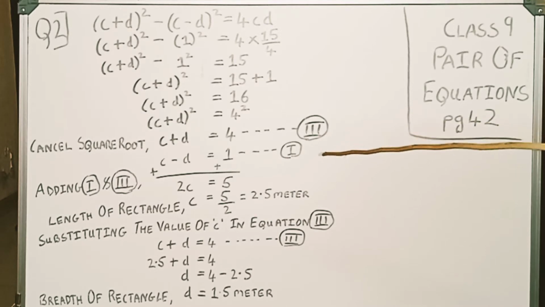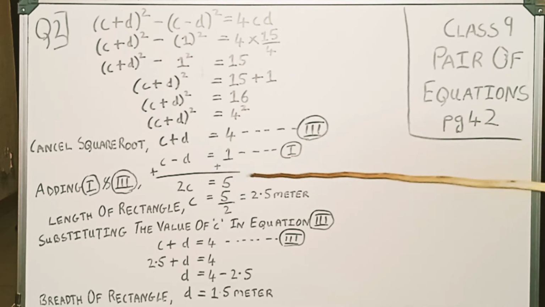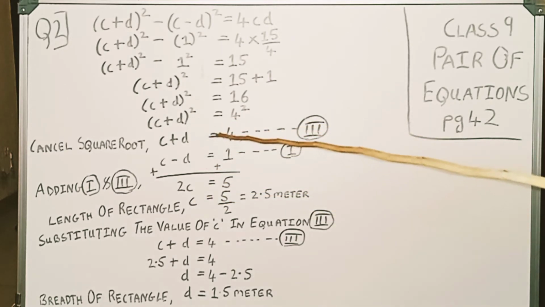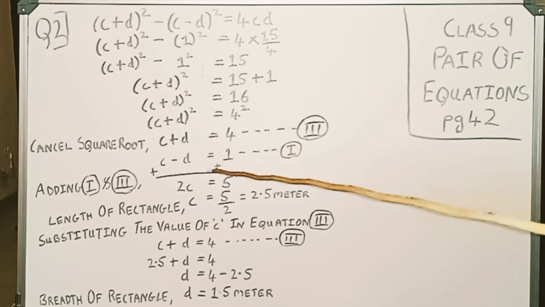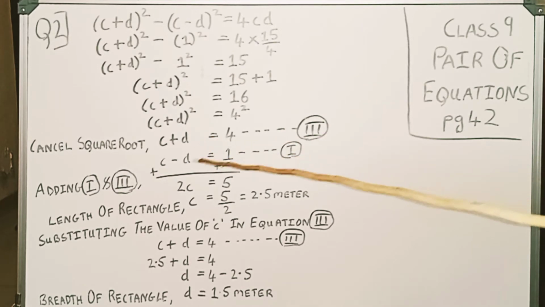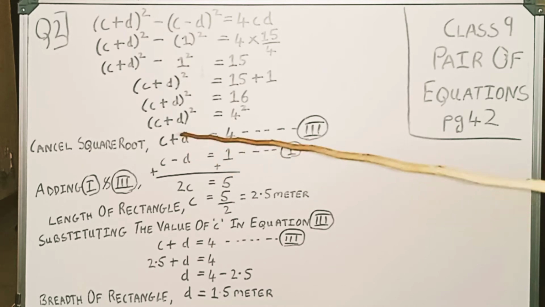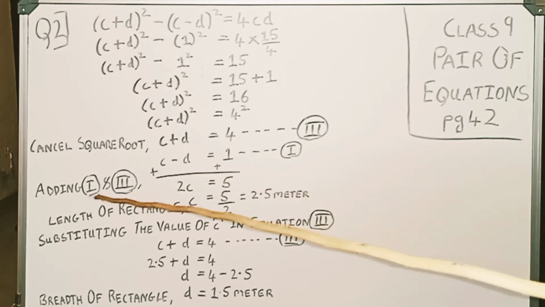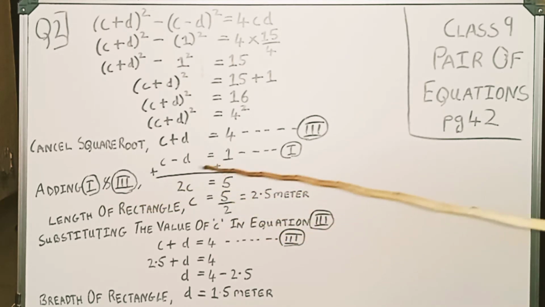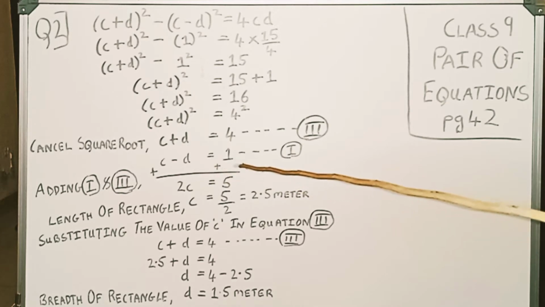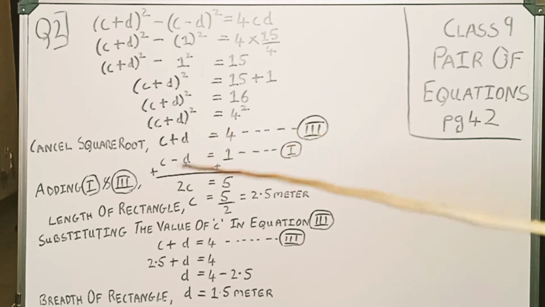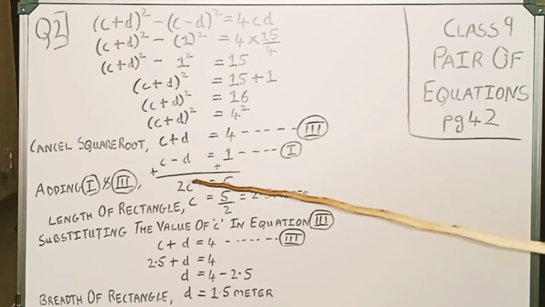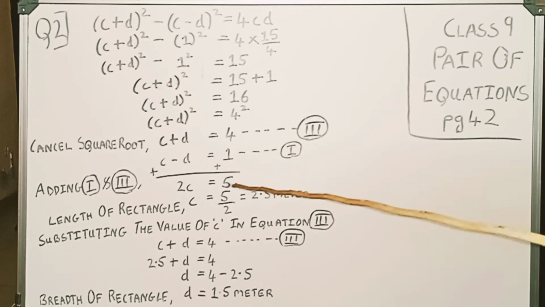Okay. Now if you check equation number 1 and 3, we can cancel this term, plus D and minus D. For that reason we have brought equation number 1 also. So you can see this plus D and minus D can be cancelled. So adding equation number 1 and 3, equation 1 is C minus D is equal to 1. If we add these two, the D terms get cancelled, and C plus C you will get 2C, and 4 plus 1 you will get 5.